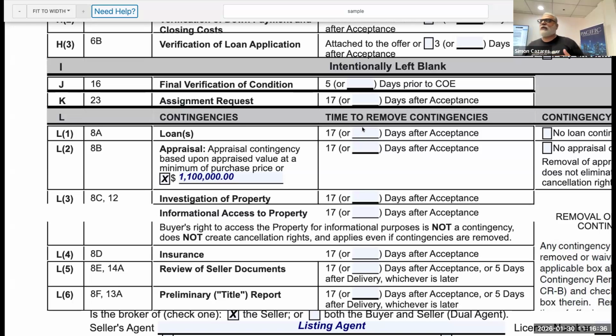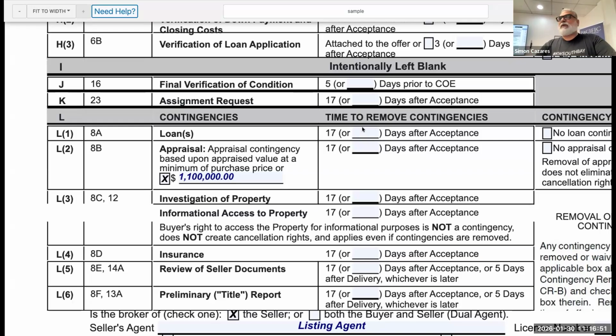Because if there's any concerns or any issues with the property, right, that'll give you time to say, wait, we have an issue. We're going to have to delay the closing. We need to extend it, right? Many things can happen. So the final verification allows 5 days.